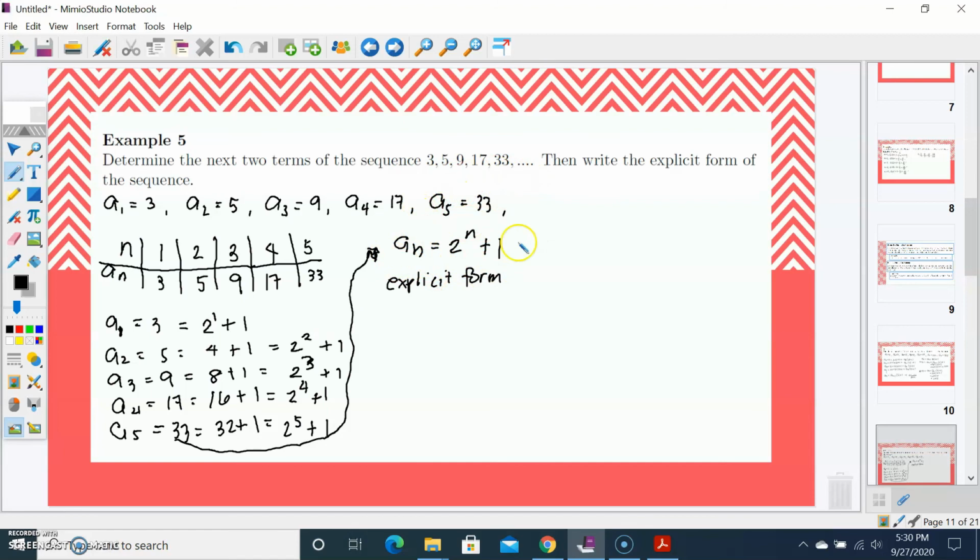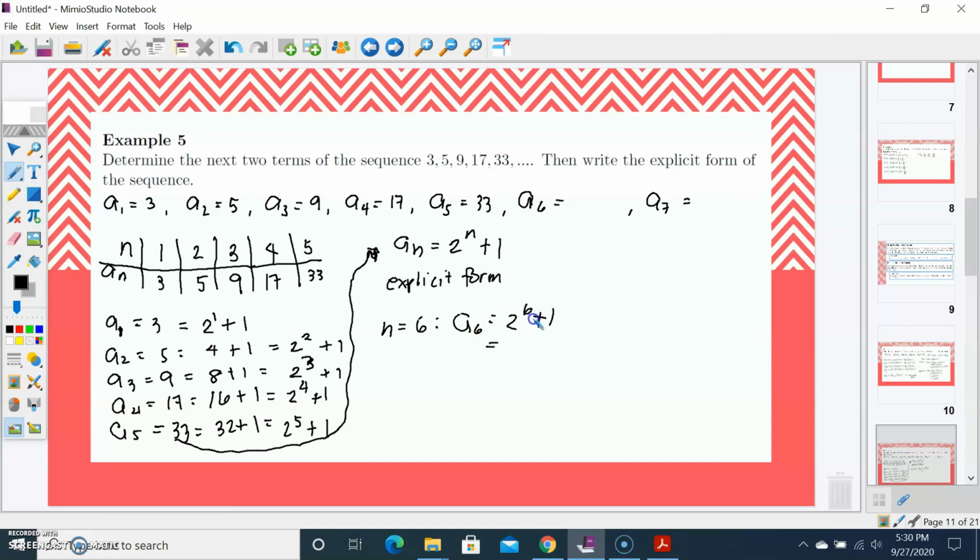And ito yung gagamitin natin to be able to find the next two terms. Ano ba yung next two terms na hinahanap? That is a sub 6 and then a sub 7. So, since we already know the explicit form of the given sequence, madali na lang. Papalitan na lang natin si n dito by 6 and then by 7. So, if n is equal to 6, then what do we have? A sub 6 is equal to 2 raised to 6 plus 1.